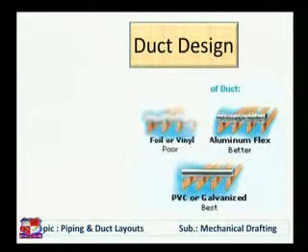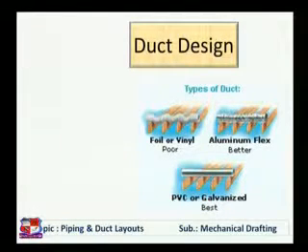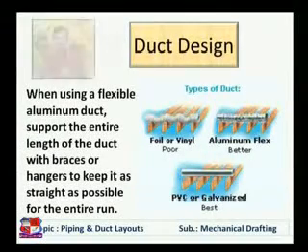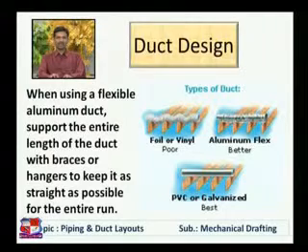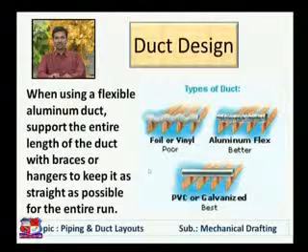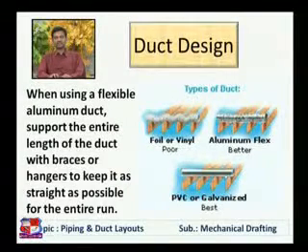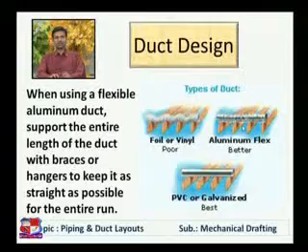Now duct design, types of ducts. This is the case which is used when using a flexible aluminum duct. If we use the second case, support the entire length of the duct with braces or hangers to keep it as straight as possible for the entire run. So if we use aluminum as a duct, it's needed to provide full bottom support so that we can have this straight connection and a lower initial cost benefit.